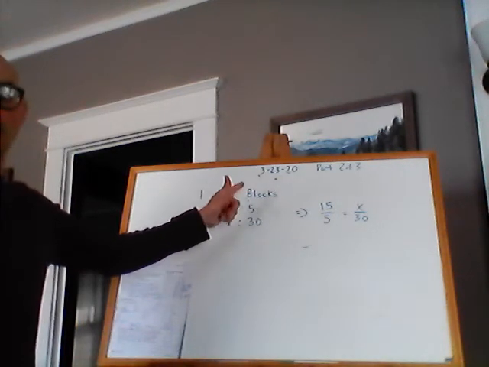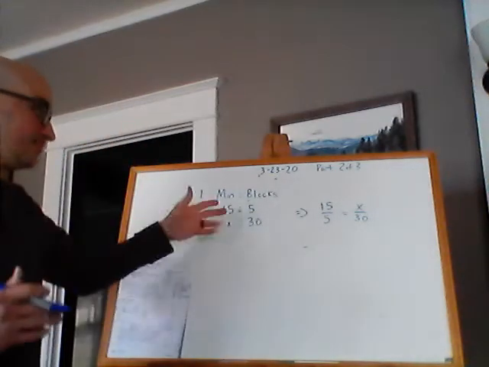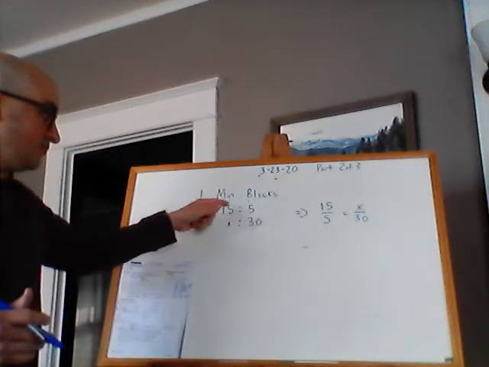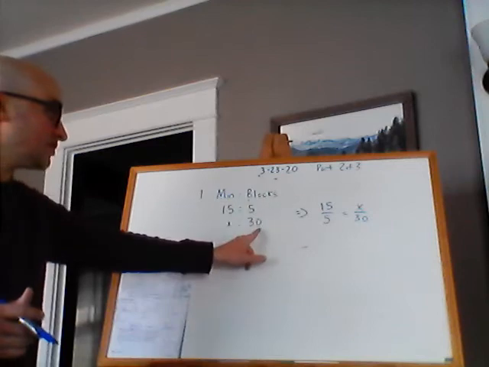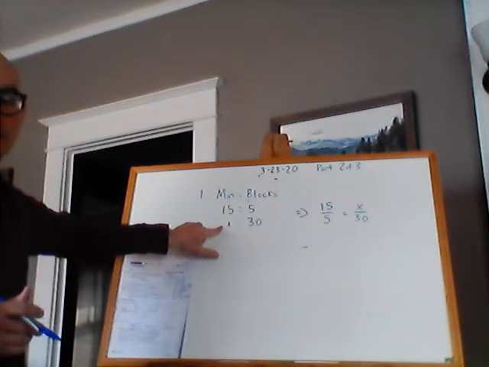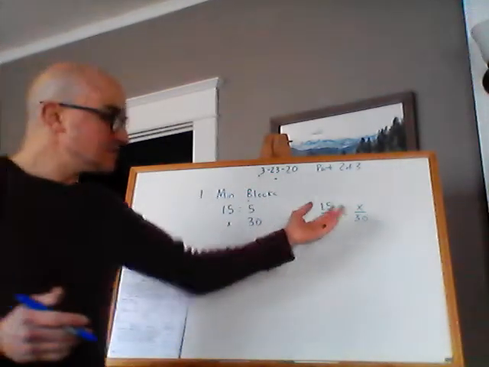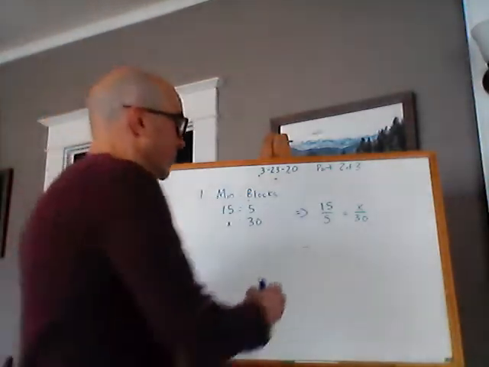So I've set it up as a ratio of minutes to blocks. Of course, I could do it flip-flopped, and the answers would come out the same. But 15 to 5 is our ratio. It says she walks 30 blocks. We need to figure out what x equals. That's our unknown. Set it up like cross multiplication.